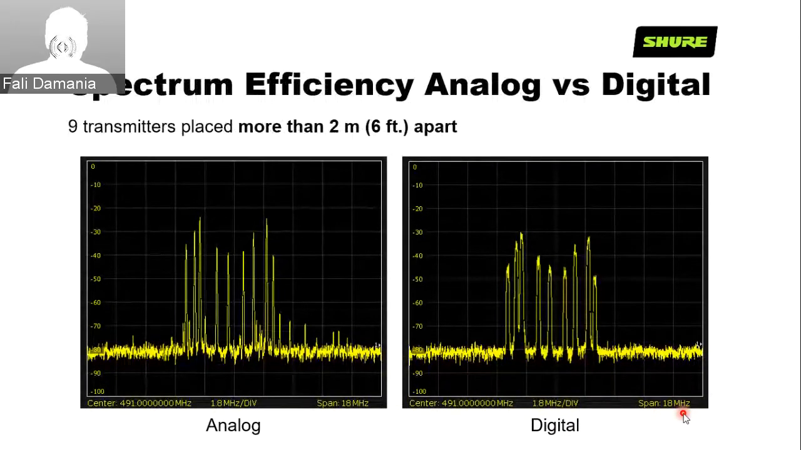Now, first, let's have a look at spectrum efficiency. Just to make things easy to understand, on the left, I have an analog system, and on the right, I have a digital system. As you can see, I've got about 9 transmitters, which are placed 6 feet apart on the analog and on the digital side. Everything looks fairly clean, and this is the ideal situation.